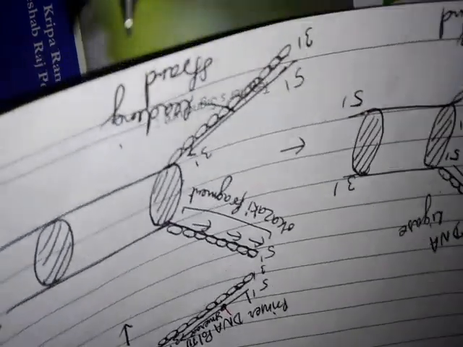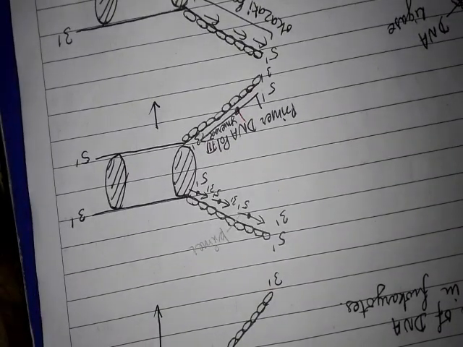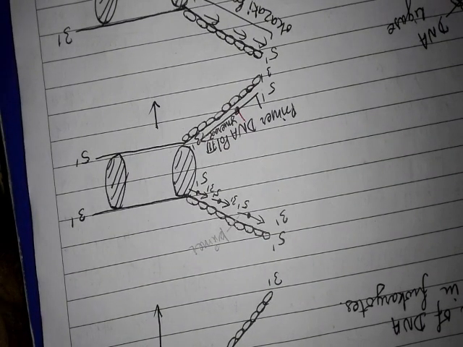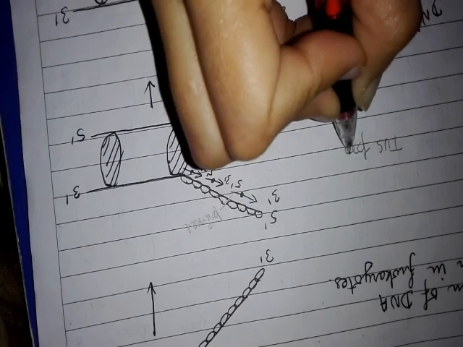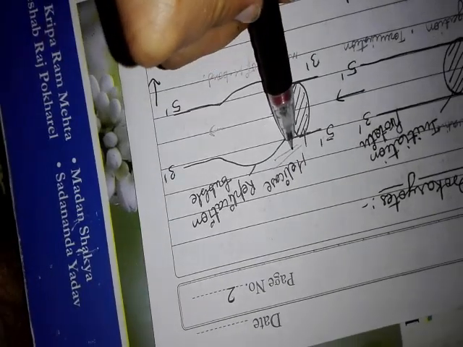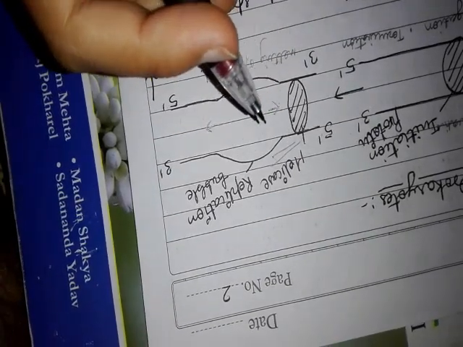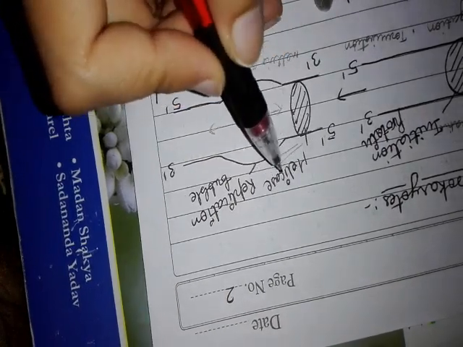Now the mechanism should stop, and this is the termination phase, where the termination protein called Tus protein binds with the terminating sequence and blocks the movement of helicase. It inhibits the activity of helicase, and no synthesis of the new strand occurs in the absence of helicase.